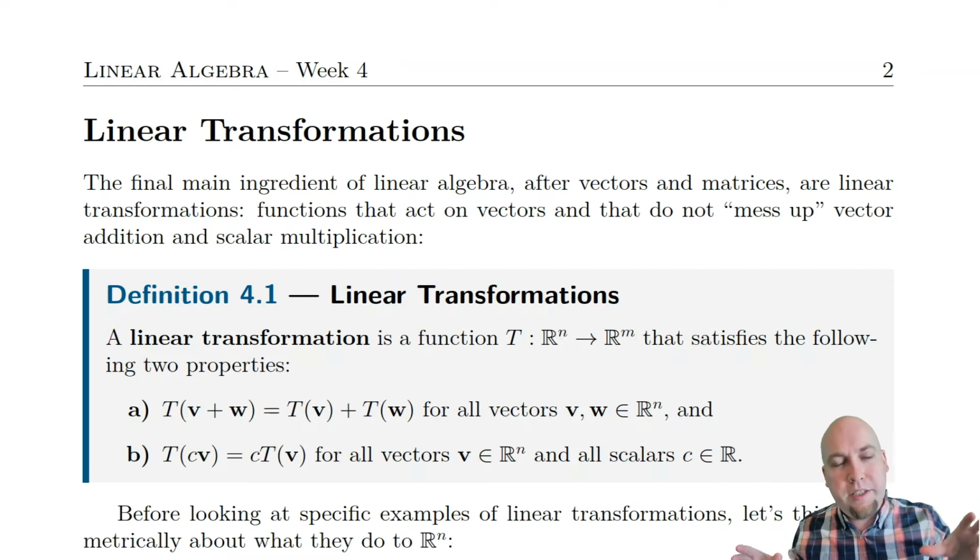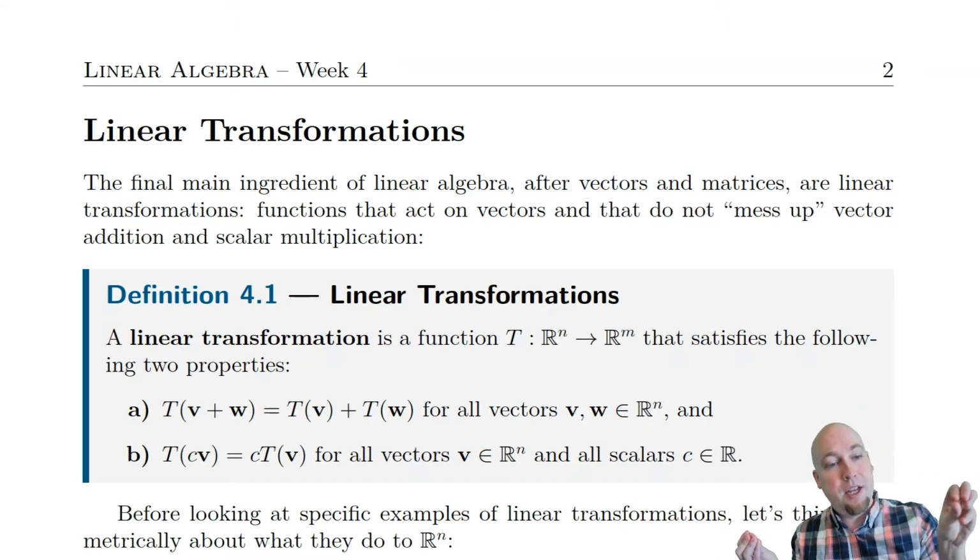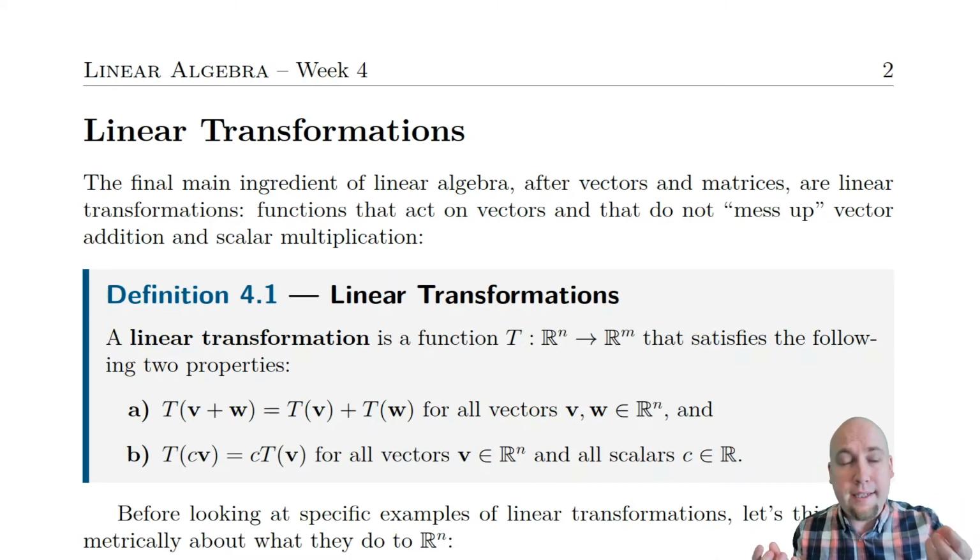So what we do is we restrict our attention to functions that send vectors to vectors, but do so in a nice way. They have to send vectors to vectors in a way that basically plays well with other linear algebra things. This is going to let us prove nice theorems and do nice things with these functions, because we're only going to look at the simple functions that send vectors to vectors, and these functions are linear transformations.